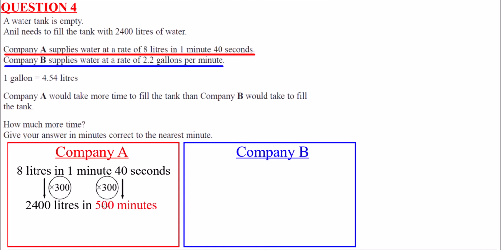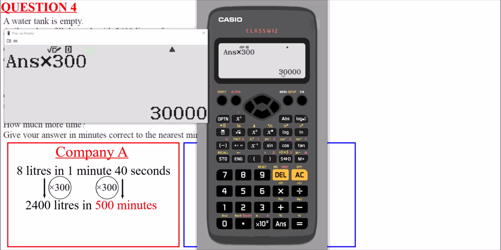Another way is to do it straight in minutes as well if you wanted. Going back to what I've got here, that's what we've got in terms of seconds. To go back to minutes, because we've got 60 seconds in each minute, we could divide by 60. We get 500.